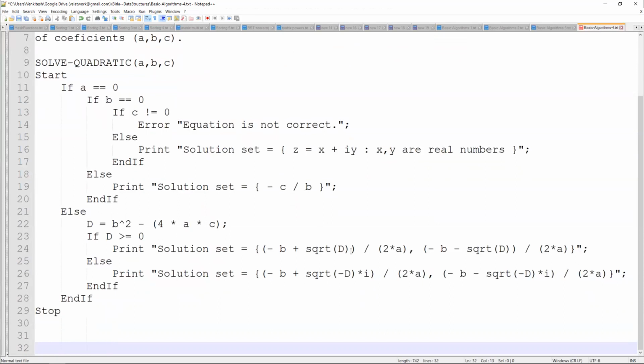Okay, just go through this once again and check that it is correct, especially the part when the discriminant is less than 0, the else part. Check that the solution is actually this: square root of minus D times I will be the imaginary part. Okay, so just check that. So that is it. All right.